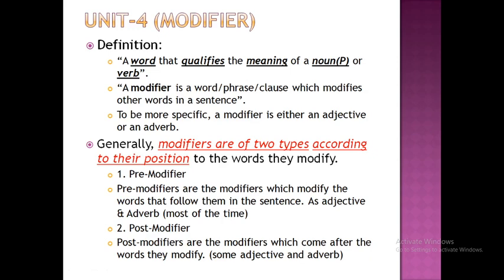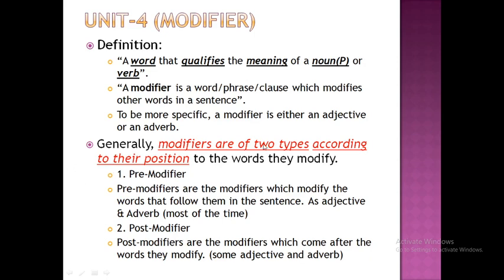We will understand this with the help of an example. A word that qualifies or modifies. You can use both the words. A word that qualifies the meaning of a noun or pronoun or verb. If a word is modifying a verb, that would be an adverb. If a meaning or quality is added to a noun or a pronoun, that would be an adjective. So a modifier is a word, phrase, or clause which modifies other words in the sentence. To be more specific, a modifier is either an adjective or an adverb, which were set at the very start to explain modifier.